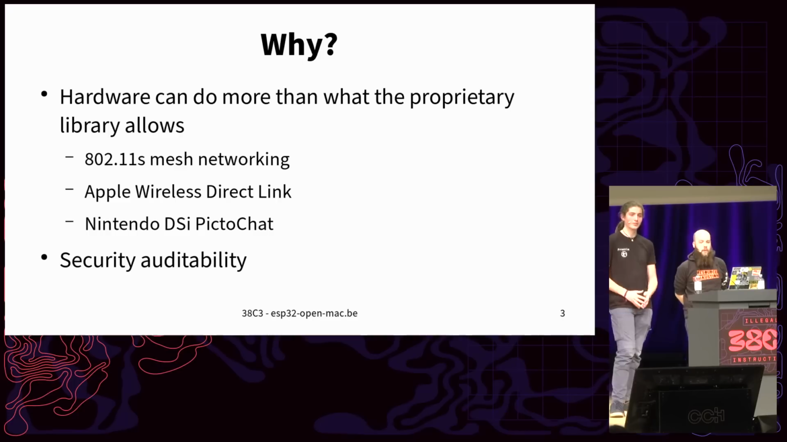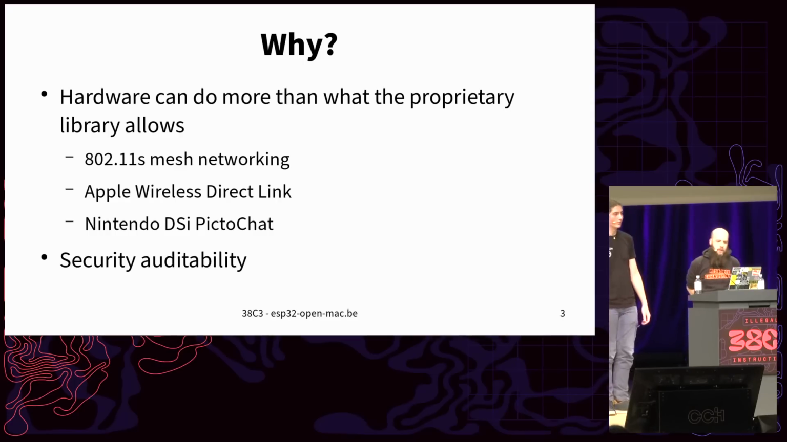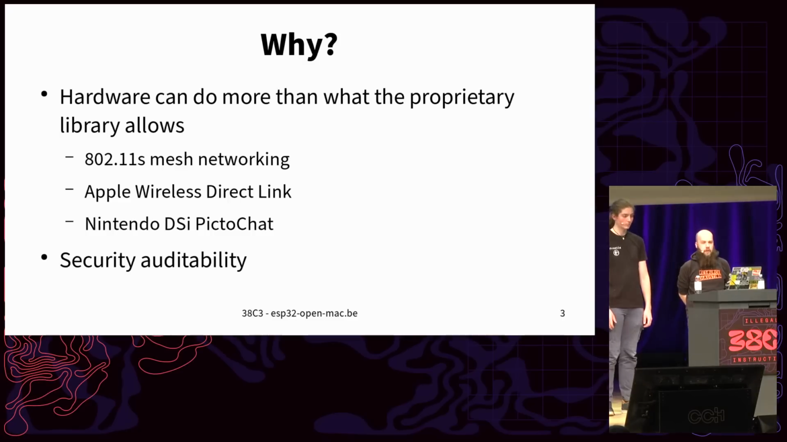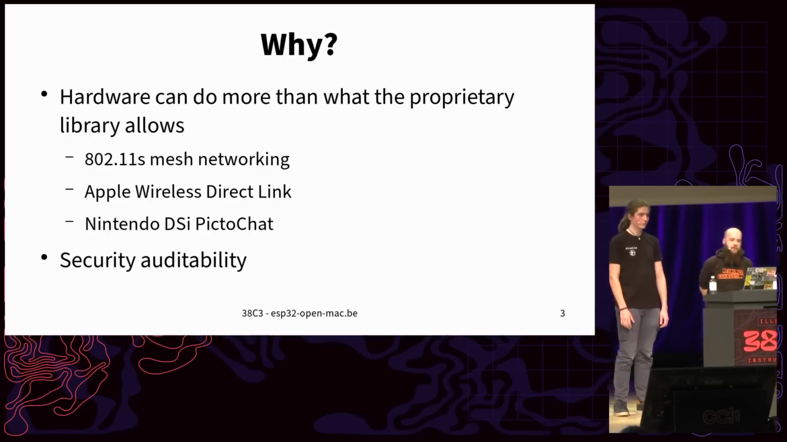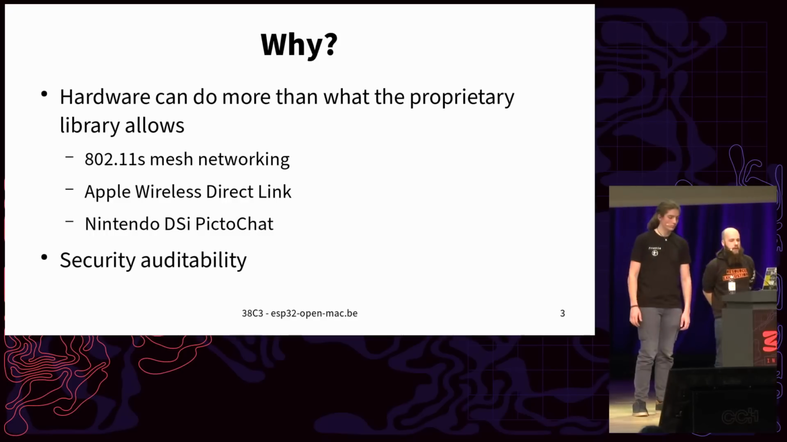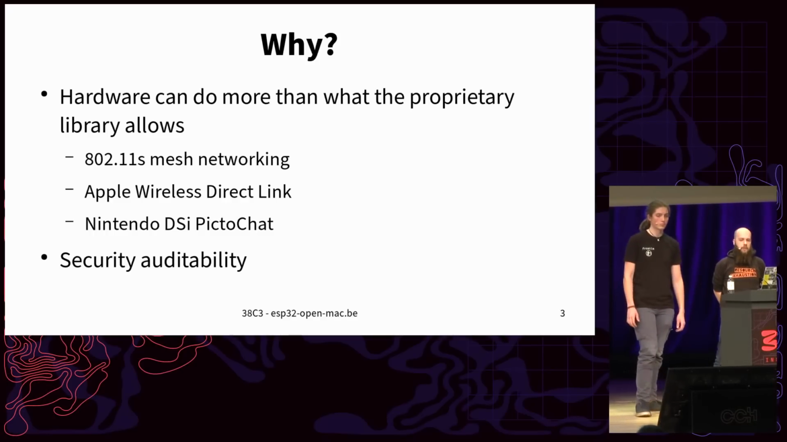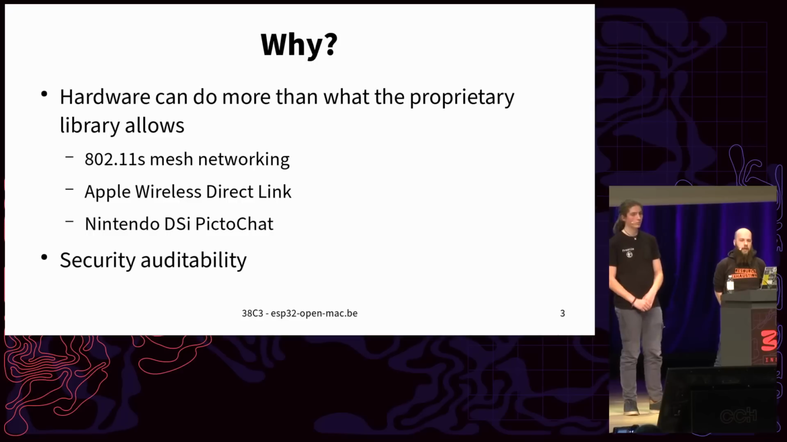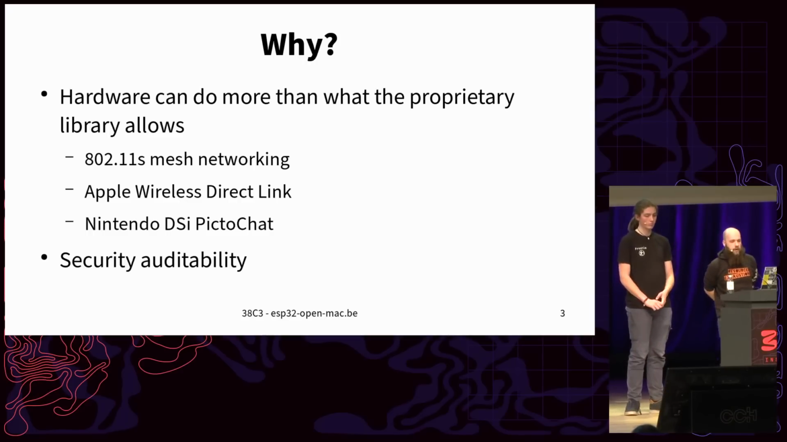So now I'll talk a bit about why we want to do this reverse engineering. So we want to follow the original hacker ethos of making hardware do things it was not supposed to. Because the Wi-Fi hardware on the ESP32 appears to be very flexible, and there are a lot of use cases that are possible, but not covered with the official Espressif SDK. For example, there is mesh networking in the ESP32 SDK, but it's not interoperable with other mesh networks, and it only supports a tree topology.